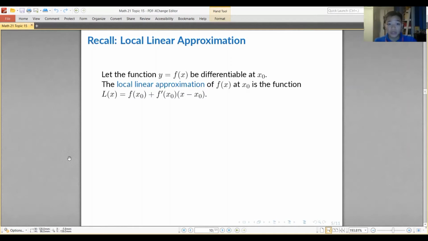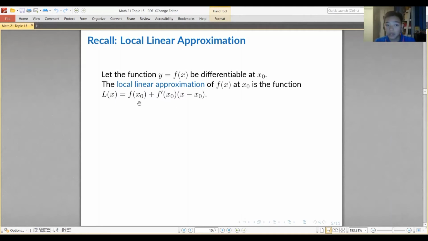So diving further into the concept of differentials, we have local linear approximation now. So again, let's have a function y equals f(x). Now let's make sure that it's differentiable at the point x0. We see here that the local linear approximation of f(x) at x0 is given by this function capital L(x), and then this function is equal to f(x0) plus the derivative f prime of x0 multiplied by the difference of x minus x0.